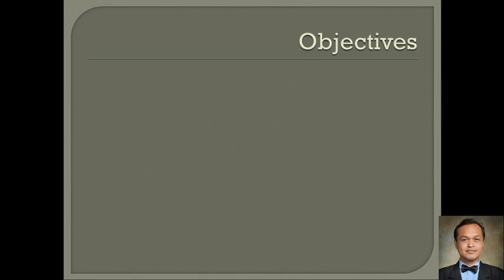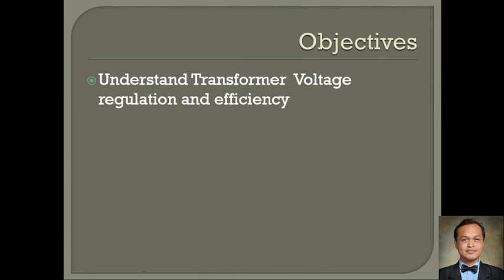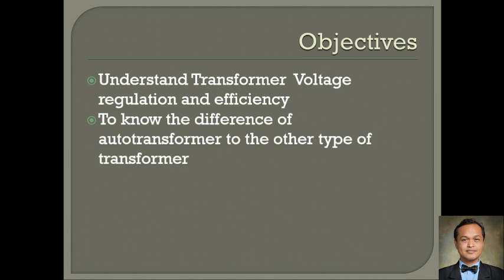The objectives for today's lesson are to understand transformer voltage regulation and efficiency. Also, we're going to know the difference of the autotransformer to the other types of transformer. And we're going to touch a little bit on the tap changer. What's the tap changer?